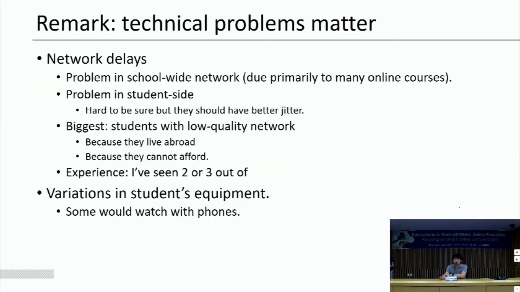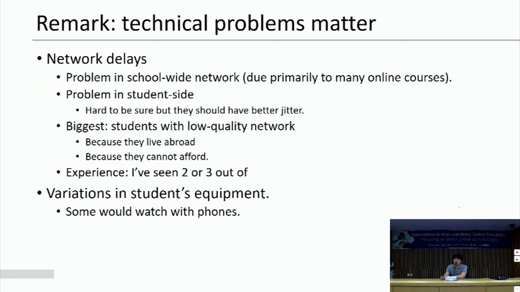And one thing I want to remark in terms of technical problems, which is pretty much independent of the others, is that I did experience some network delays, which might be a problem of the school-wide network. Because many online courses start at the same time, for instance, 1 p.m., I found that students seem to have some problem joining the classroom. So I typically had to start 5 minutes later.